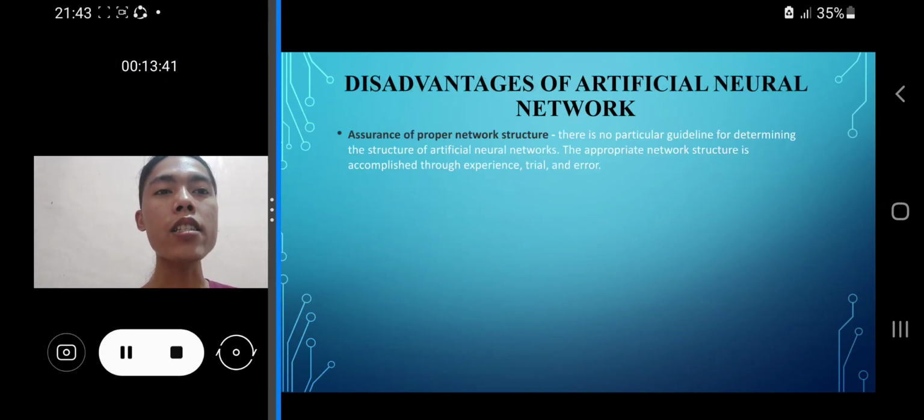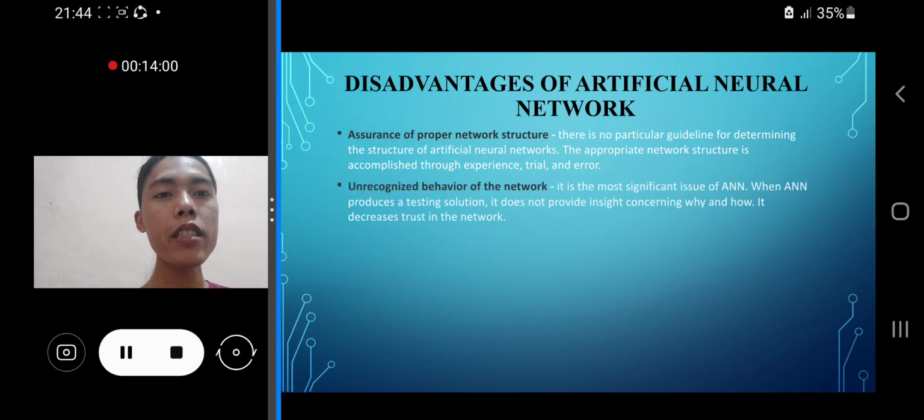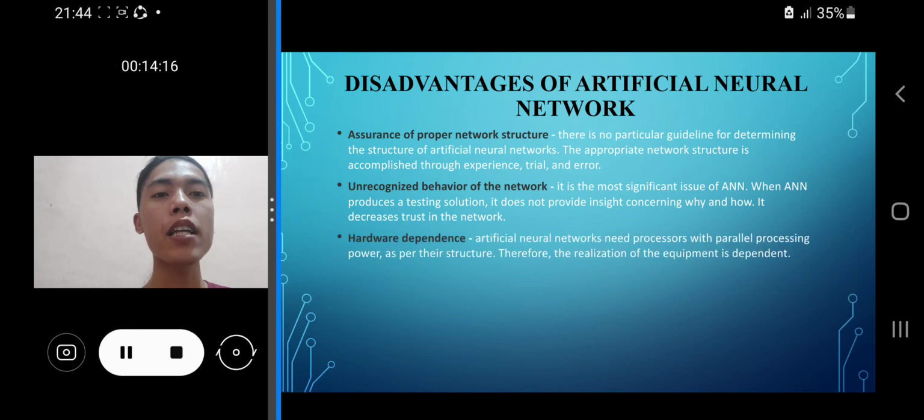Now, we'll tackle the disadvantages of artificial neural networks. The first is assurance of proper network structure. There is no particular guideline for determining the structure of artificial neural networks. The appropriate network structure is accomplished through experience, trial, and error. The second is unrecognized behavior of the network. It is the most significant issue of ANN. When ANN produces a testing solution, it does not provide insight concerning why and how, which decreases trust in the network. The third one is hardware dependence.